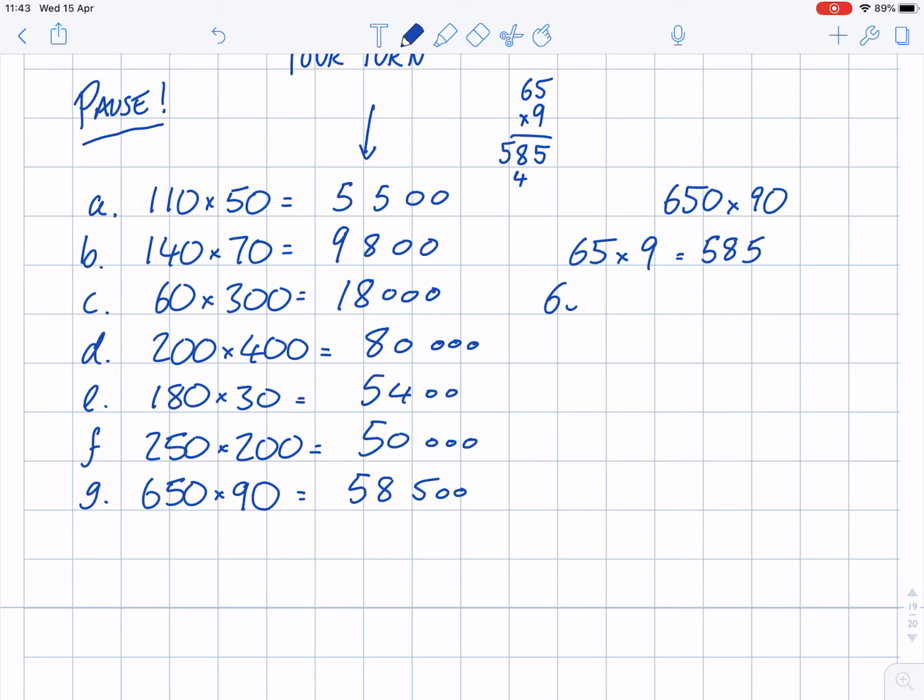Now I'm going to make my 65 10 times bigger. So my answer becomes 10 times bigger. And now I need to make my 9 10 times bigger to get 90. So my answer becomes 10 times bigger. And my answers match.